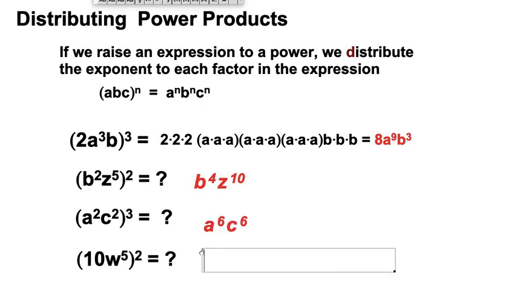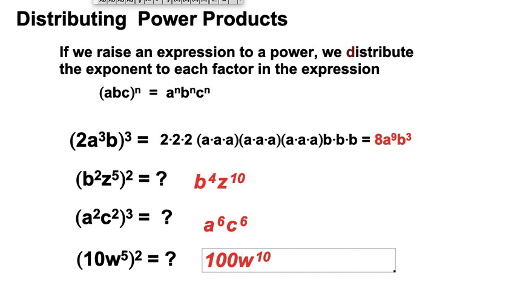How's that going for you? Now, here we go. We've got 10 w to the 5th. We're going to square it. Now, I could write it this way. I could say 10 squared. We all know that that's 100, but we'll just write it like that for now. And then we'll say w, the big W, to the 5th power. 5 times 2 is 10. Now, of course, I would clean that up and I would call that 100 w to the 10th power.